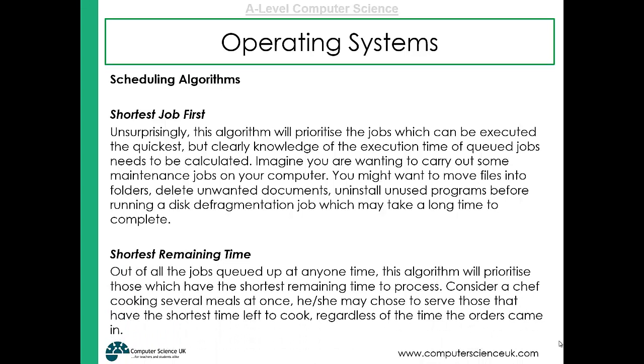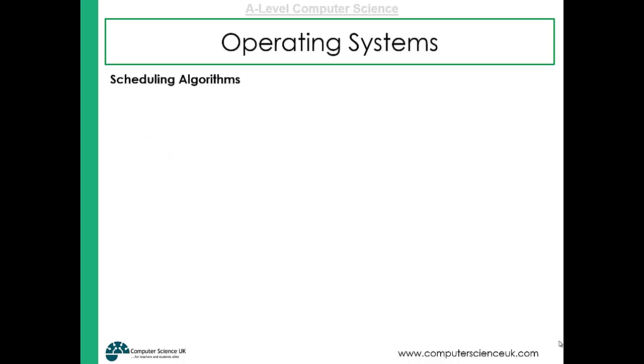jobs. Shortest remaining time. So if you've got lots of jobs queued up at any one time, this algorithm will prioritize those with the shortest remaining time to process. So if you think about a chef cooking several meals at once, they may choose to serve those that have the shortest time left to cook, regardless of when those orders came in. So that's the shortest remaining time.